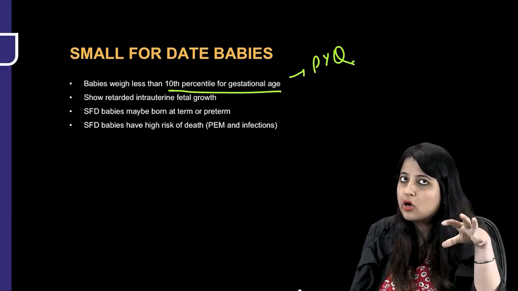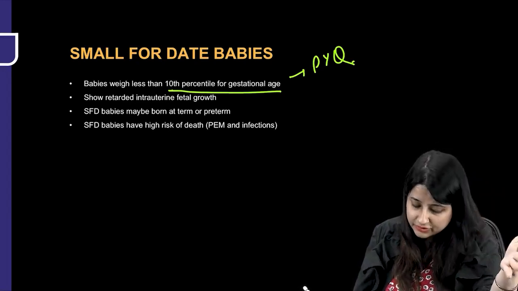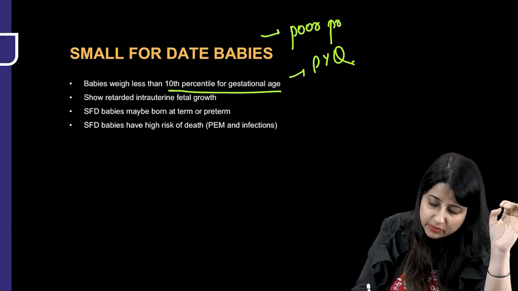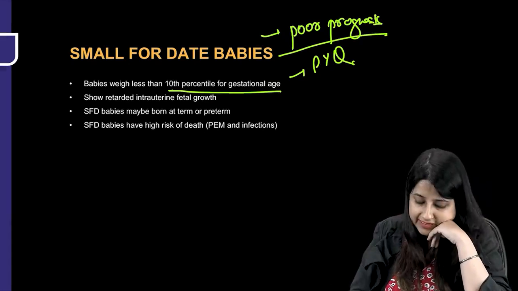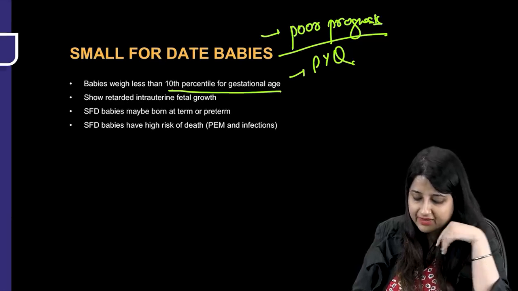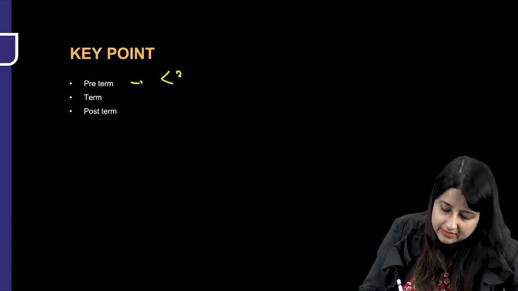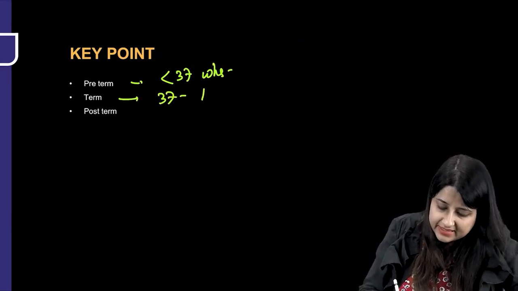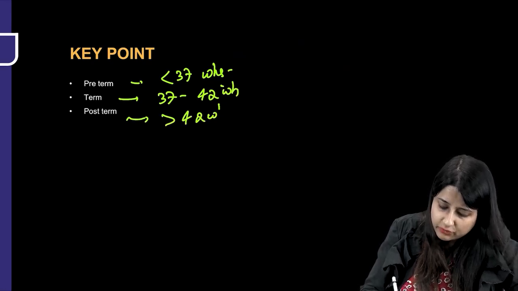Now they can be born at term or preterm also, but the weight is low, there's intrauterine growth retardation. And they have poor prognosis, poorer than a preterm baby. So small for date babies may be born at term or preterm. They have high risk of death. What is preterm? Preterm is less than 37 weeks. Term is 37 to 42 weeks. And what is post-term everybody? More than 42 weeks.